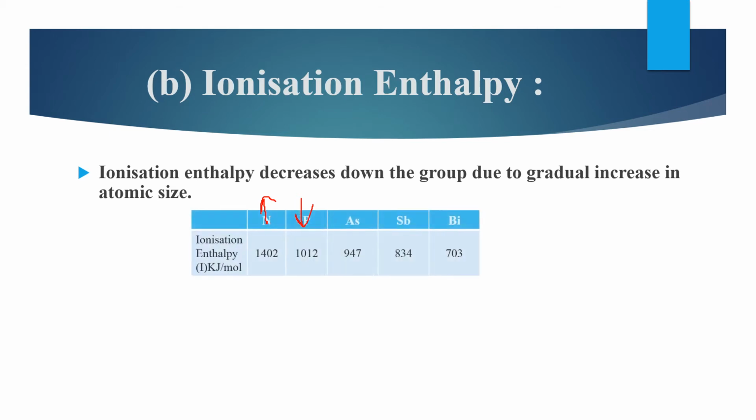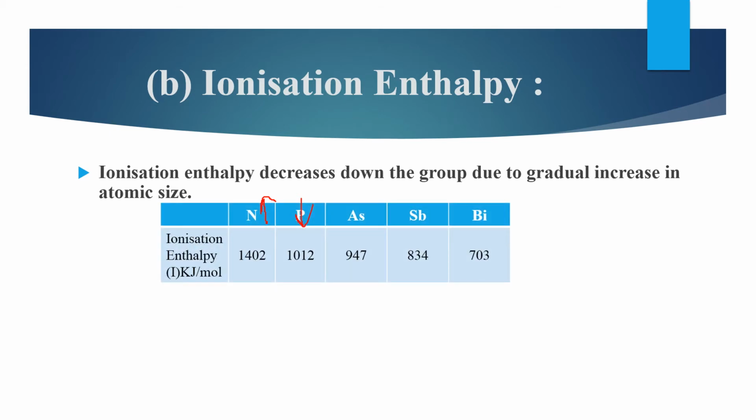Now this can be seen by this data also. First ionization enthalpy of nitrogen is 1402 kilojoule per mole, whereas for phosphorus it is 1012 kilojoule per mole. Now what will happen on increasing the size from nitrogen to bismuth? The ionization enthalpy decreases.